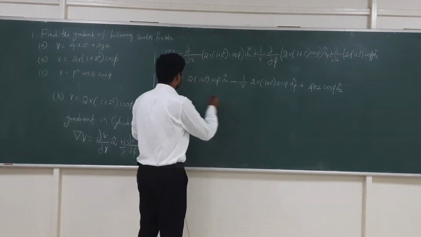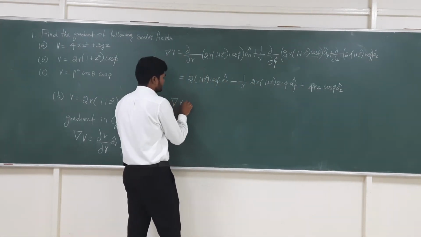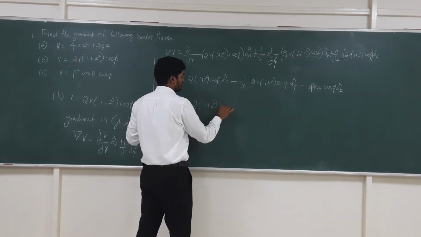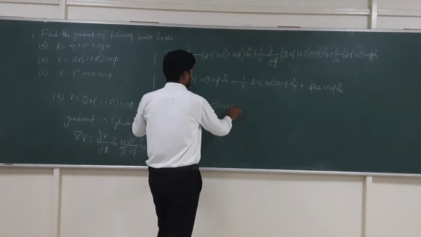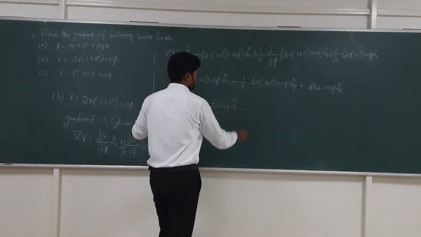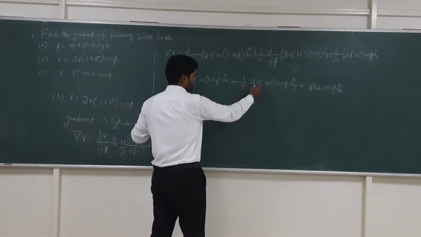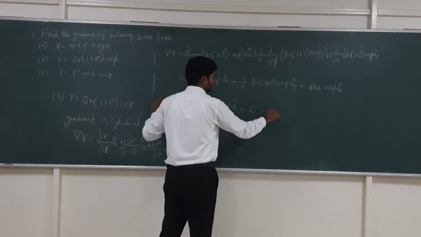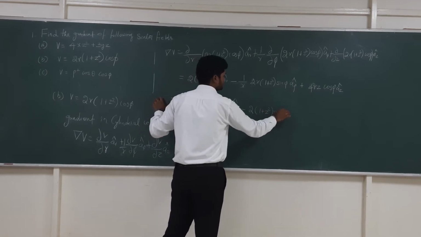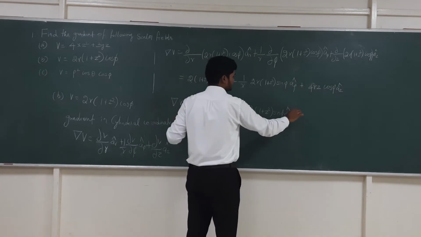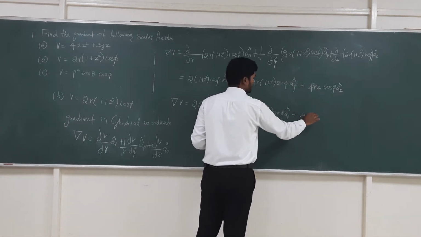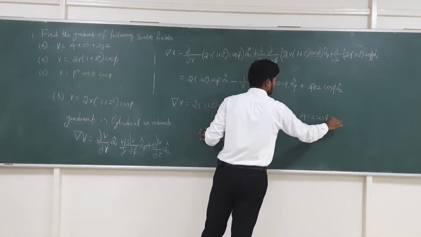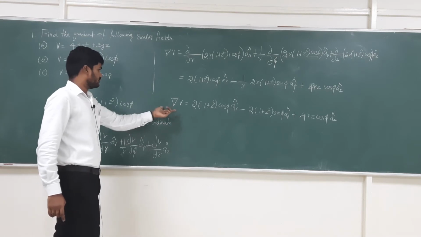Now the final result is 2(1 plus z²) cos φ ar cap minus, as r cancels, 2(1 plus z²) sin φ aφ cap plus 4rz cos φ az cap. This is the final gradient value of this function.